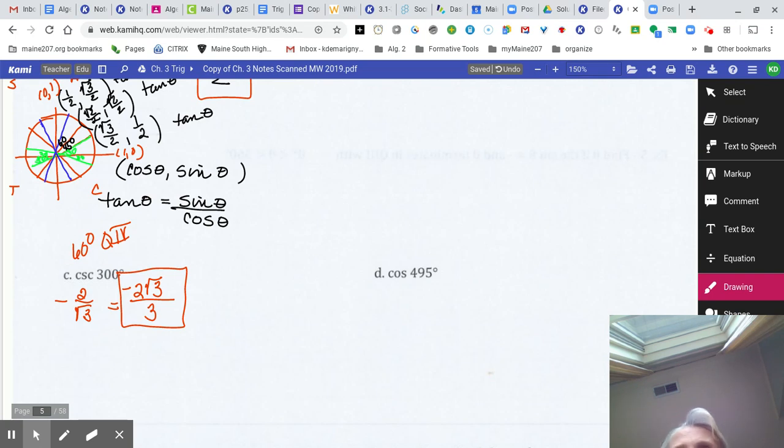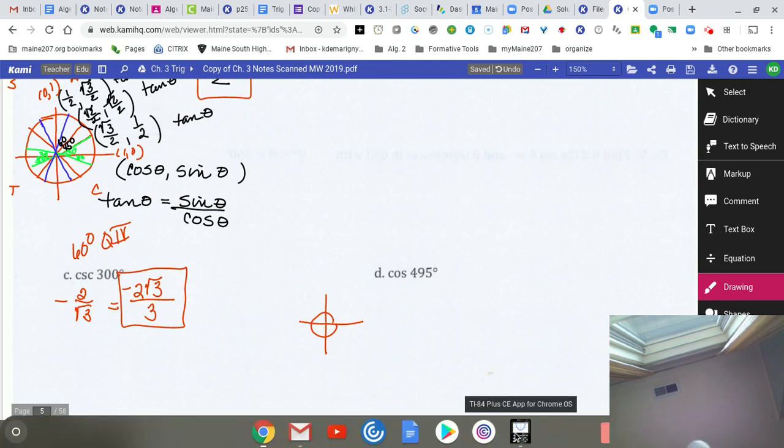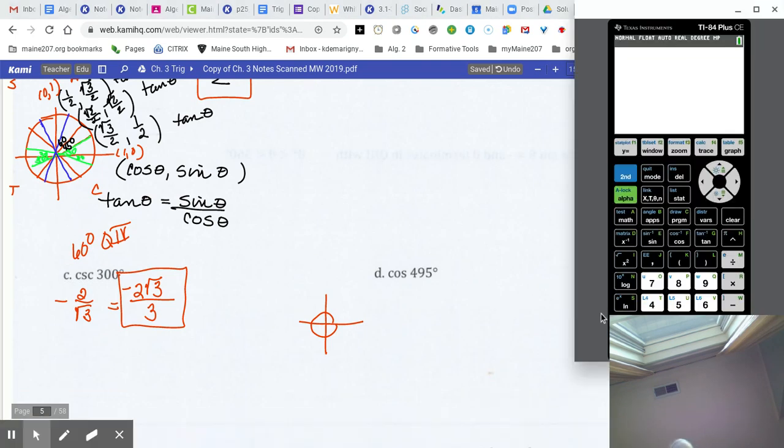Okay, so cosine 495 means that what I've done is I've already gone around the circle once. So there's the 360. So if I subtract my 360, if I can pull my calculator back up, or you don't have to if you don't want to, it's up to you. But I know that what's happened is I've done my 360. So I'm going to do my 495 and subtract the 360. And that's going to tell me my reference is 135.